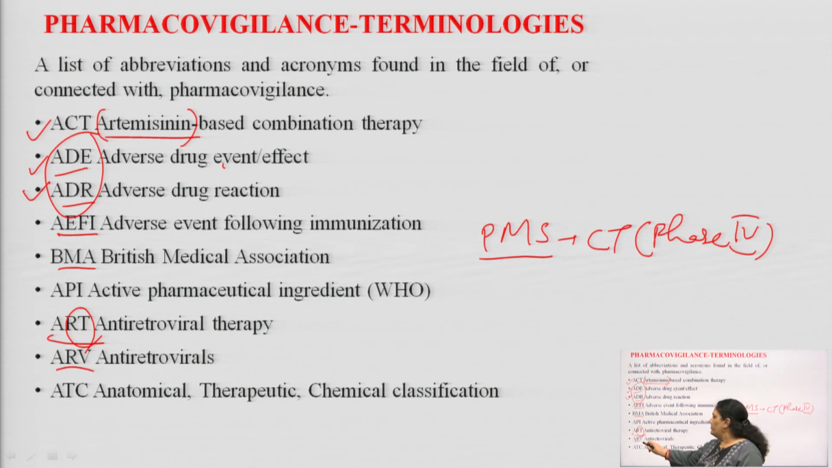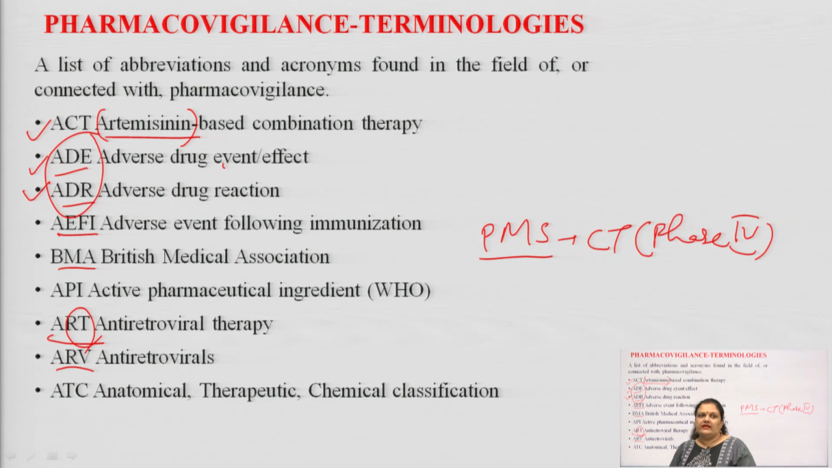Next is the ARV, antiretrovirals. It may be any vaccines, immunizations, or it may be any form of drug, maybe capsules, tablets. For example, I hope you covered in your B Pharmacy 6th semester the antiviral drugs. For example, you have zidovudine or lamivudine. These are widely used antiretroviral drugs for HIV or AIDS therapy.